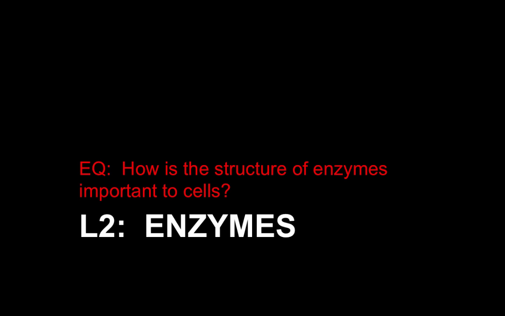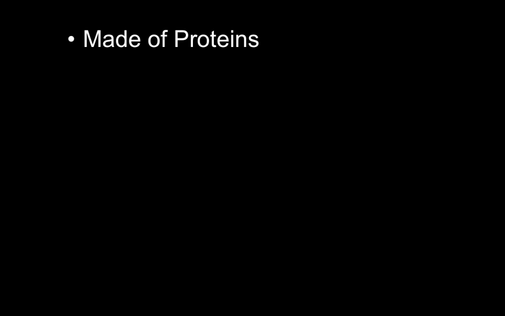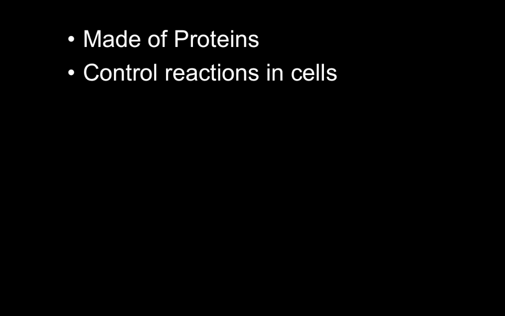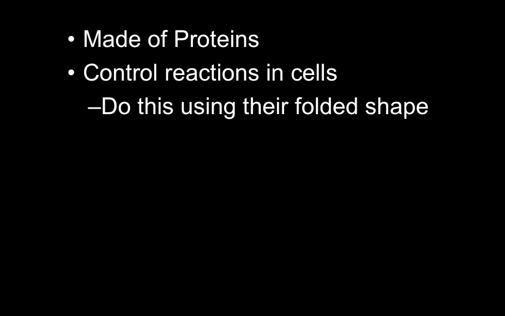All right, lesson 2 of section 1 of unit 1, enzymes. How is the structure of enzymes important to cells? All right, remember, enzymes are made of proteins and help to control all the reactions in the cell. They do this by using their folded shape.